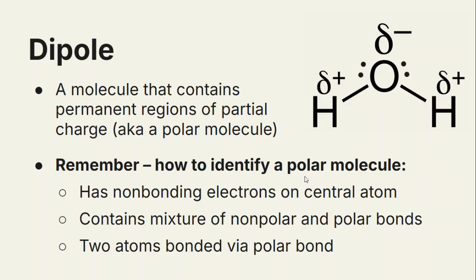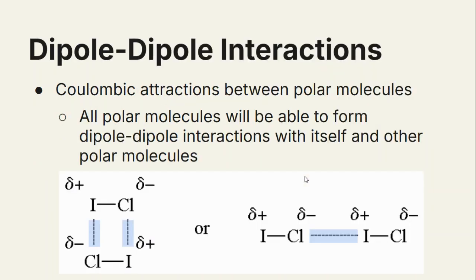And also, if you just have two atoms bonded together and that bond is polar, the molecule will be polar. So if you have a polar molecule, it can form dipole-dipole interactions, which are the second type of IMF. So dipole-dipole interaction is the Coulombic attraction that forms between polar molecules that contain permanent partial charges. The difference between an LDF and a dipole-dipole is that LDFs form because of temporary partial charges. Dipole-dipole interactions form because of permanent partial charges.